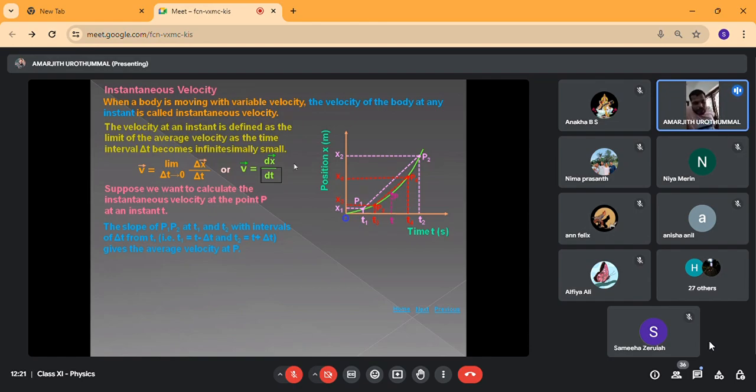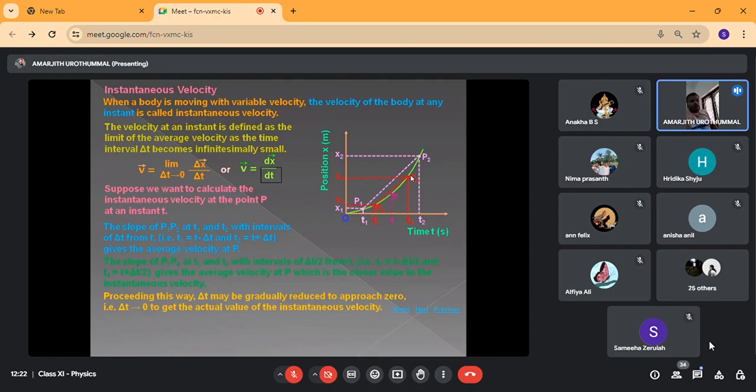Now, in order to find the velocity at P, we have to consider 2 points which are very close to P. What I did here was consider P1 and P2 which are far away from P. Then I considered P3 and P4 which are somewhat closer. Like that, we consider 2 points very close to the point P. Then there will be a small displacement and a small time taken for that. That displacement divided by time taken will be the instantaneous velocity.